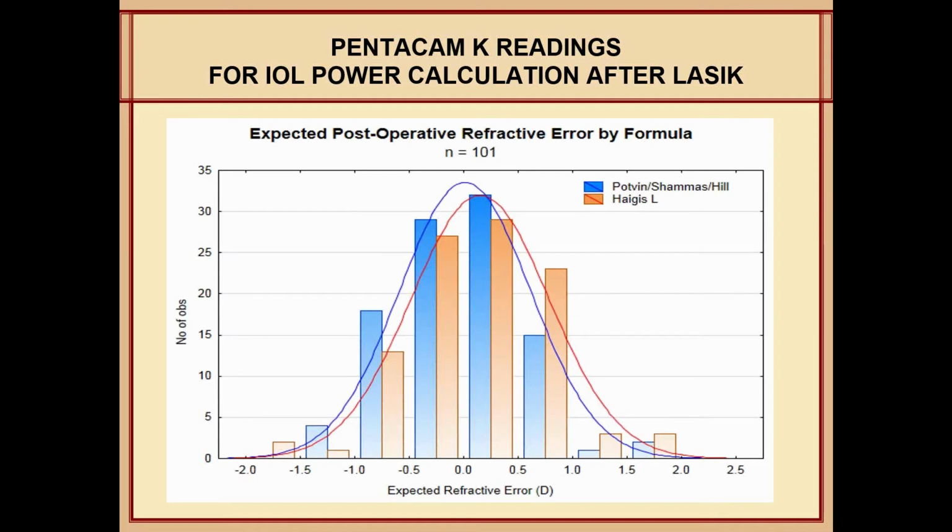They used my formula, and Dr. Potvin and Dr. Hill reviewed their cases. They made some adjustments, and they found that they can get a much better result with a tighter connection around the 0 value, using some measurements from the Pentacam and using my formula along with it. And I think this was published recently in the Journal of Cataract and Refractive Surgery also.